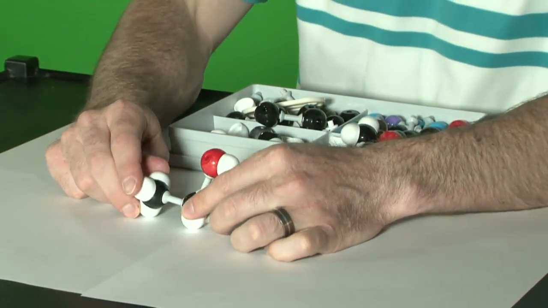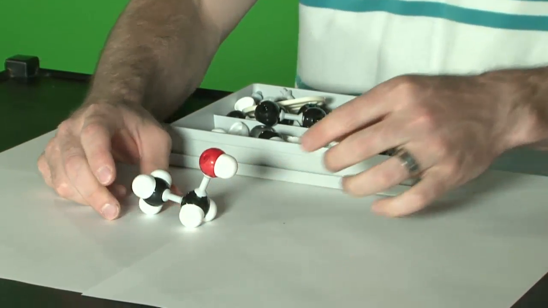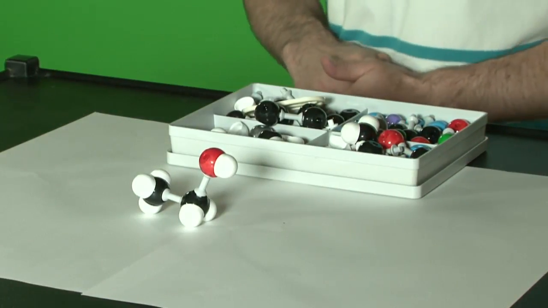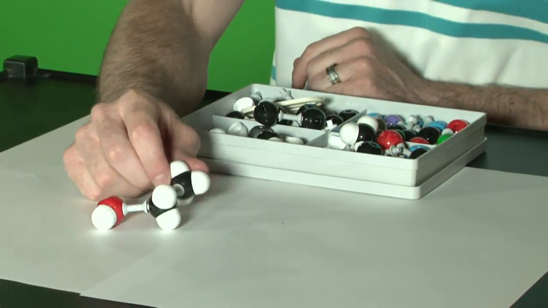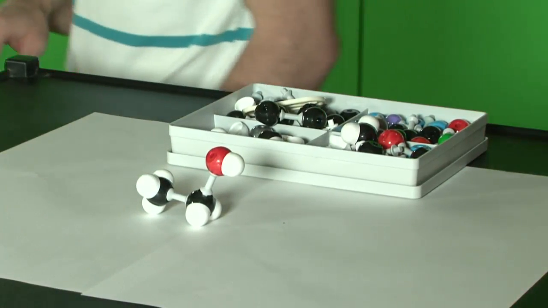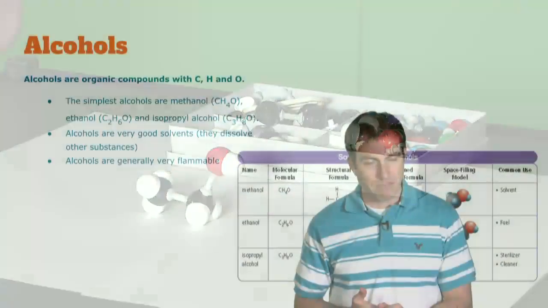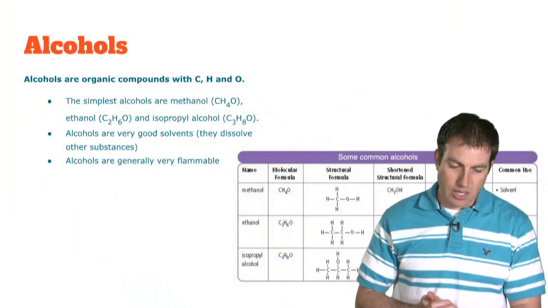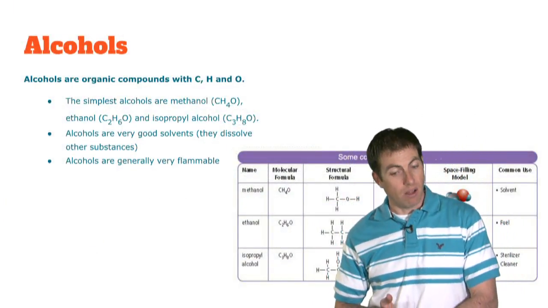Anyways, that's what ethanol looks like. So that's the stuff that's in fuel. That's the stuff that's in alcoholic beverages. So there you go. These are your hydrocarbons. You add oxygen in there, they become alcohols.